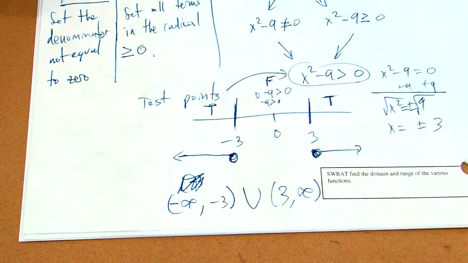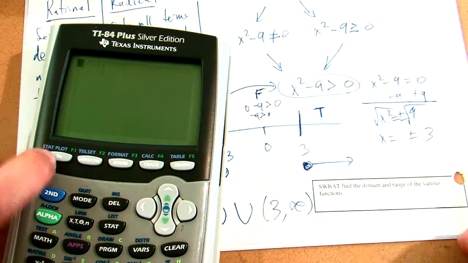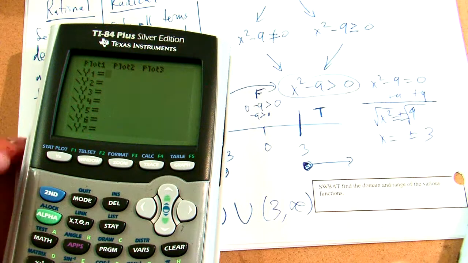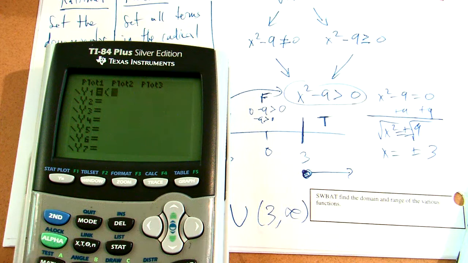And we're going to verify this with our calculator now. So we're going to put this in. Make sure to put parentheses. It's x minus 2 divided by the square root of x squared minus 9. Right? It's minus 9, right? Okay, yeah. And now we're going to hit graph.